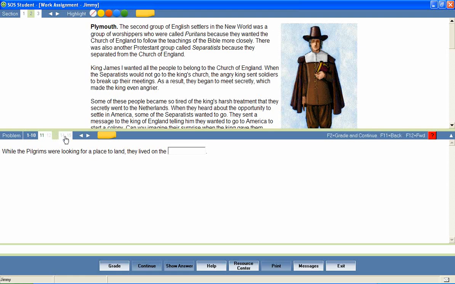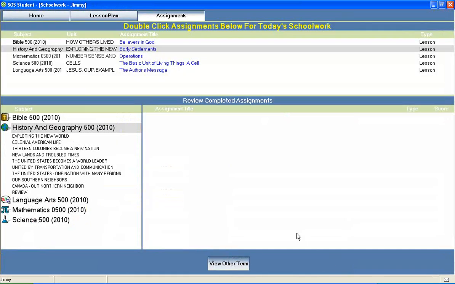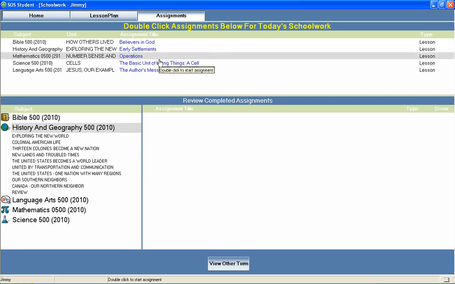back through the lesson to answer questions that were marked wrong on the first attempt. The lesson is complete when all questions have been answered correctly, or when the student has exhausted his allowed attempts on each question. The student can then return to the home page to continue through the rest of his daily assignments.